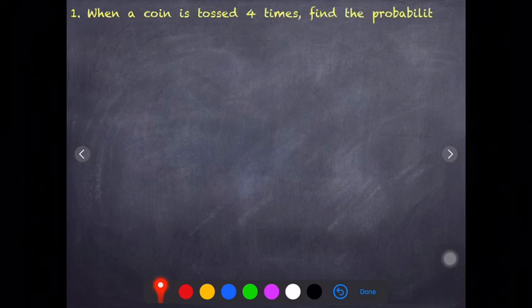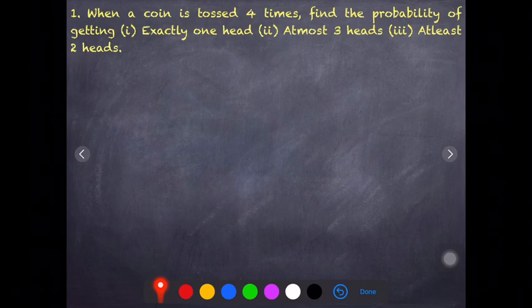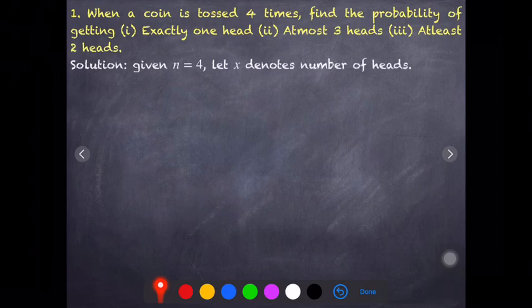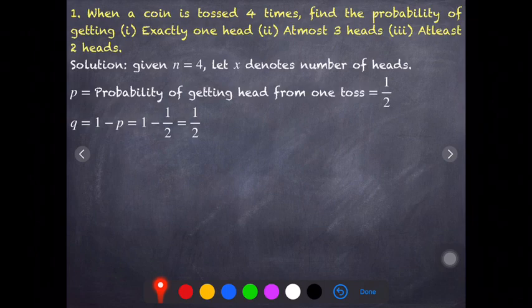Okay, now moving to the first problem. When a coin is tossed 4 times, find the probability of getting exactly 1 head, at most 3 heads, and at least 2 heads. The solution is like this. Given n is 4, we are tossing a coin 4 times and x denotes the number of heads. Now p is the probability of getting a head from one toss, that is 1 by 2, and q is equal to 1 minus p, that is also 1 by 2.